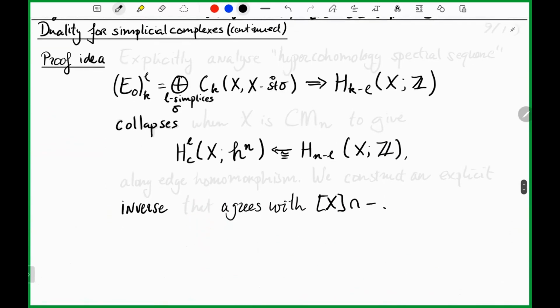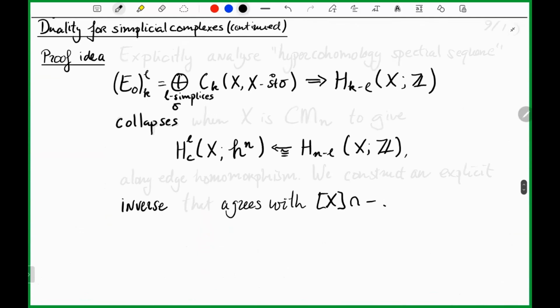Cool. So I think I have some time to just give you a very brief sketch. The proof is essentially just analyzing an explicit spectral sequence.